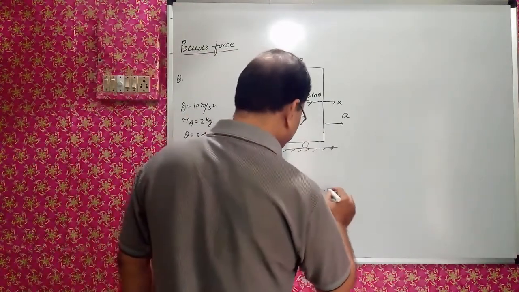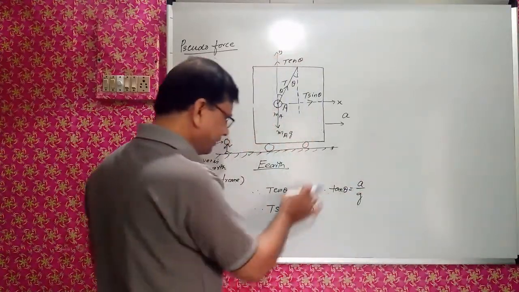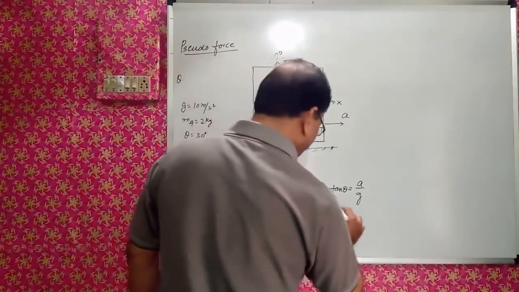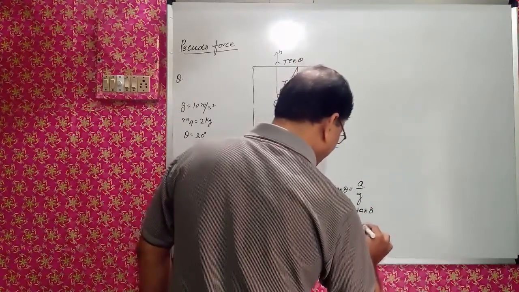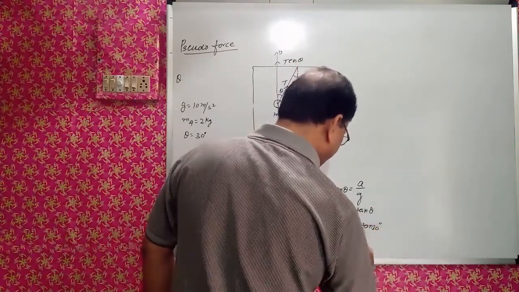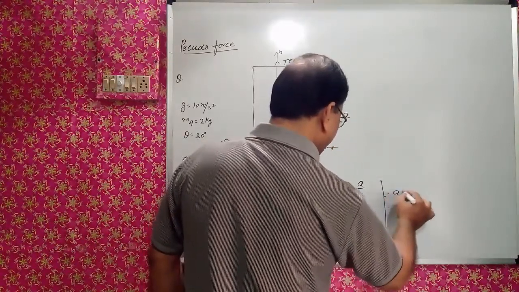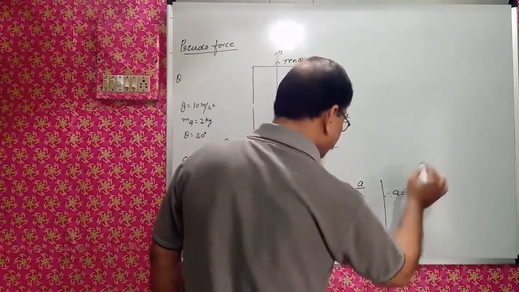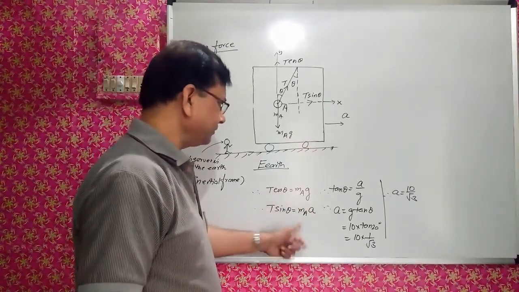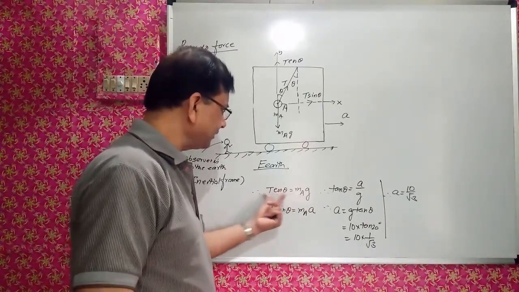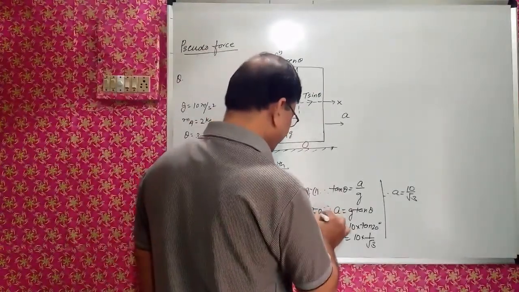Therefore tan theta is equal to a by g. This divided by this. Therefore a is equal to g tan theta, that is 10 into tan 30 degrees, that is 10 into 1 upon root 3. Therefore a is equal to 10 upon root 3. And by putting the value of a, we can get the value of T also, or simply put the values given in this. This is equation number 1, equation number 2.